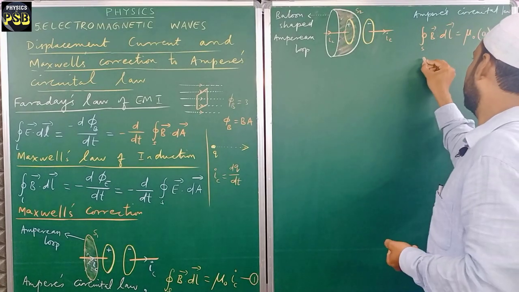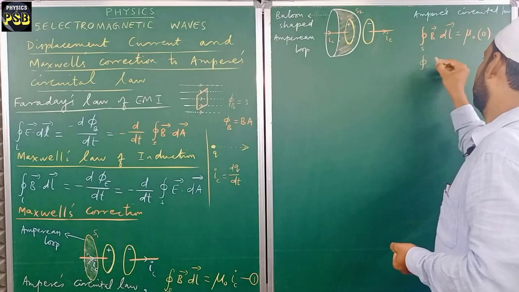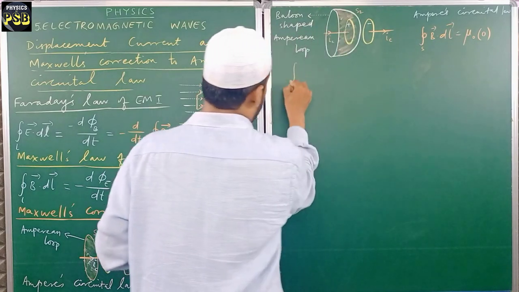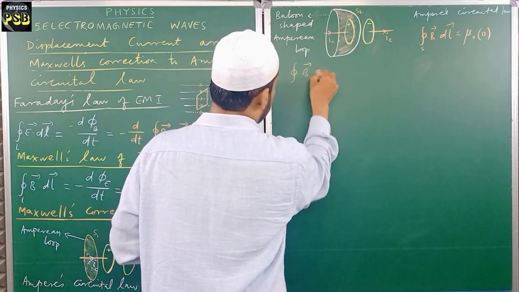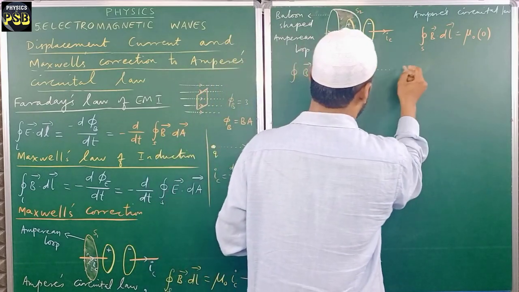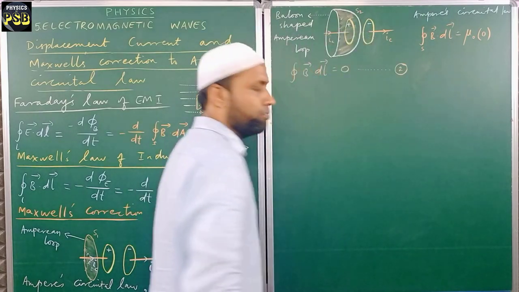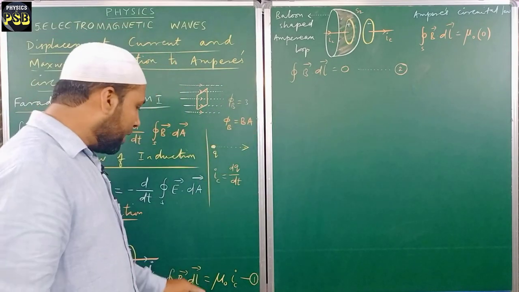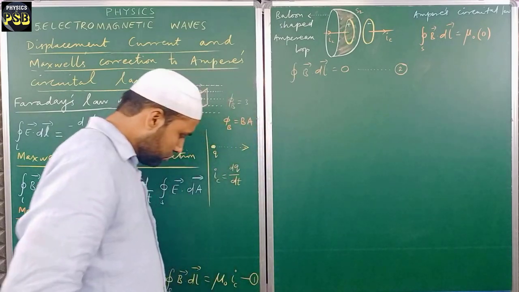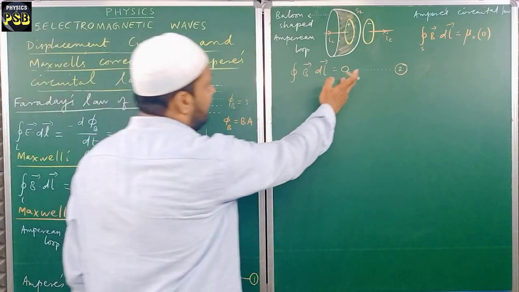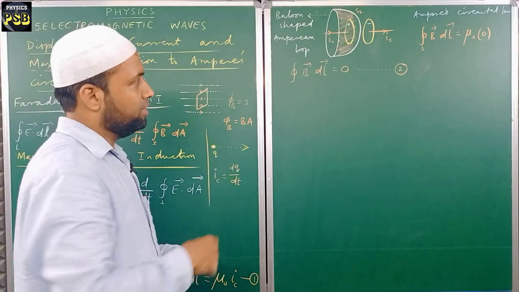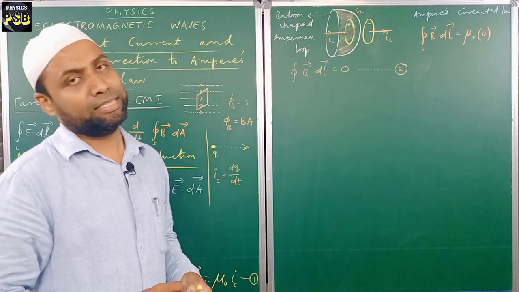The next step, what do you get? It is nothing but this. And right here, we get the integral of B dot dl is equal to zero. It is taken as equation number 2. If you compare 1 and 2, you will find the term present on the right hand side is not the same. Now, these equations show inconsistency.